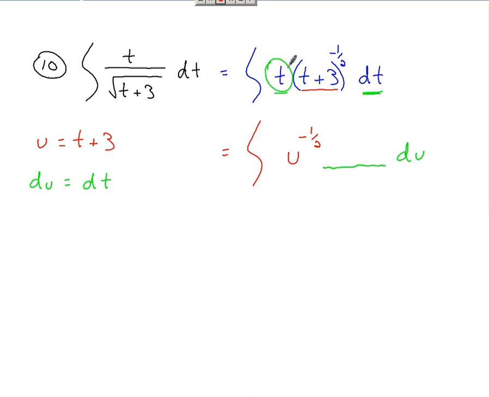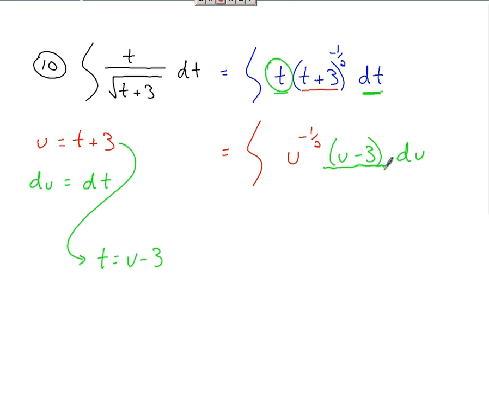Any thoughts on how I might be able to replace t so it's in terms of u? So how about we go back here? What if you took that equation and you solved it for t? Solving this equation for t, I'd subtract 3 over, and t would equal u minus 3. If t is what I'm trying to replace right here, I know it could equal u minus 3 based on the equation up here. Well, let's plug in u minus 3 over here, and now everything's accounted for.